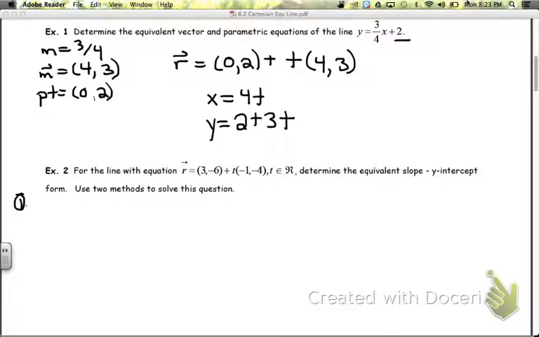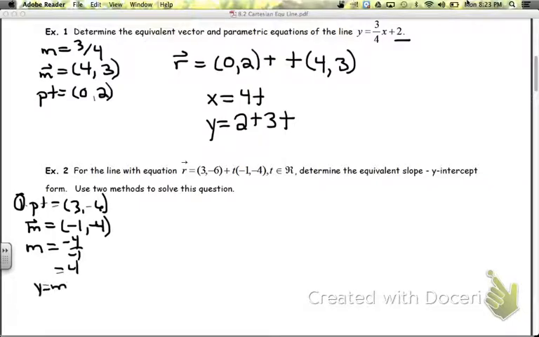Okay, so let's look at what we have here. We have our point, which is equal to (3, -6). We have our vector m, which is equal to (-1, -4). So therefore we know our slope, which is equal to -4 over -1, which is just equal to 4. So, using our slope and our point, we have y equals mx plus b, and we know our linear equations. We've been doing this for all of our high school careers.